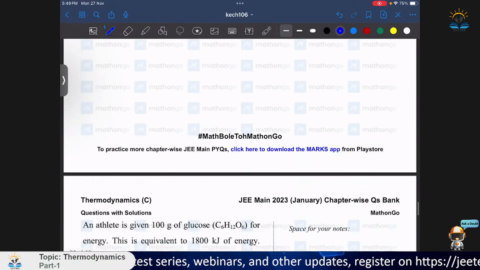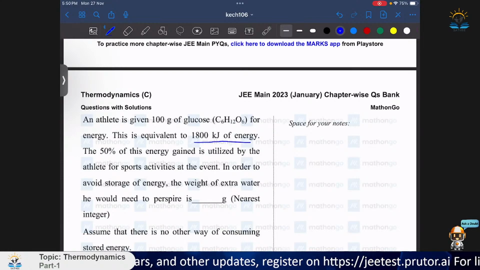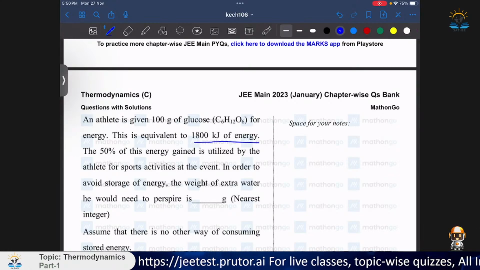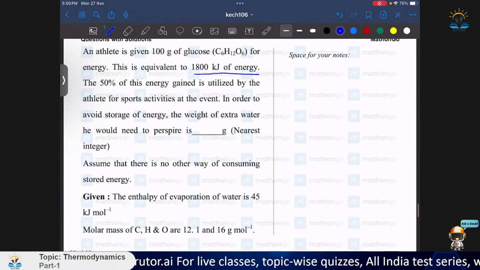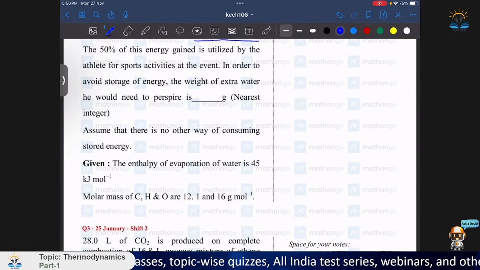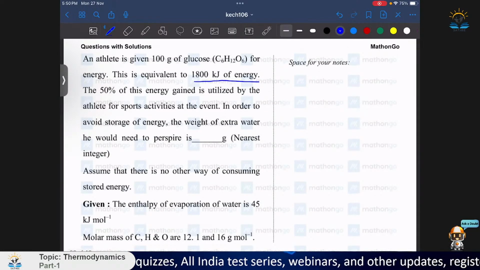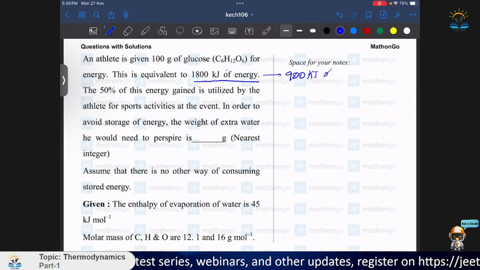Next, an athlete is given 100 gram of glucose for energy. This is equivalent to 1800 kilojoules of energy. 50% of this energy gained is utilized by the athlete for his sports activities in the event. In order to avoid storage of energy, the weight of extra water he would need to perspire is? Assume there is no other way of consuming the stored energy. The enthalpy of evaporation of water is 45 kilojoules per mole. So he has a total of 1800 and he has spent 50%, so he is left with 900 kilojoules of energy.